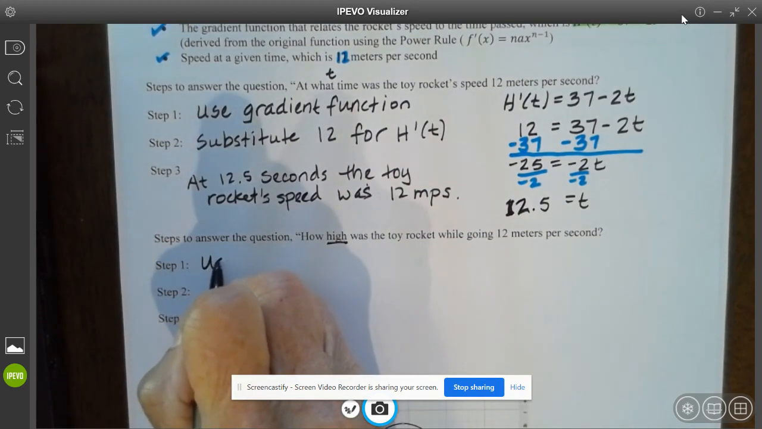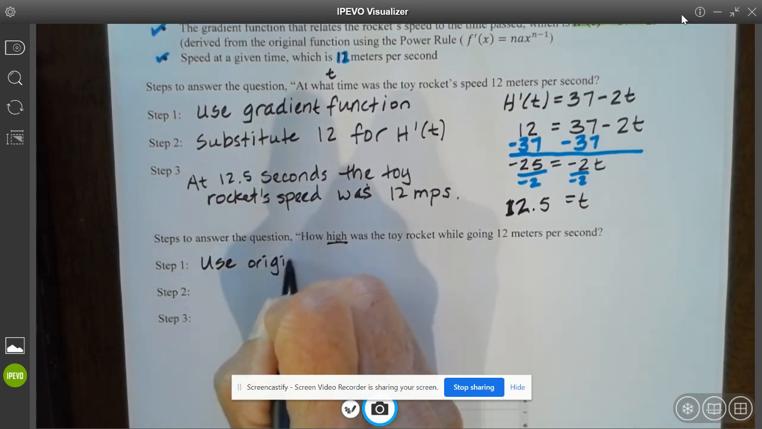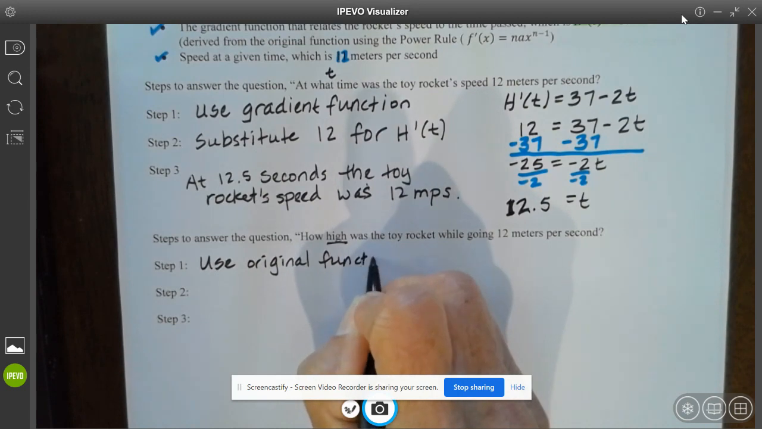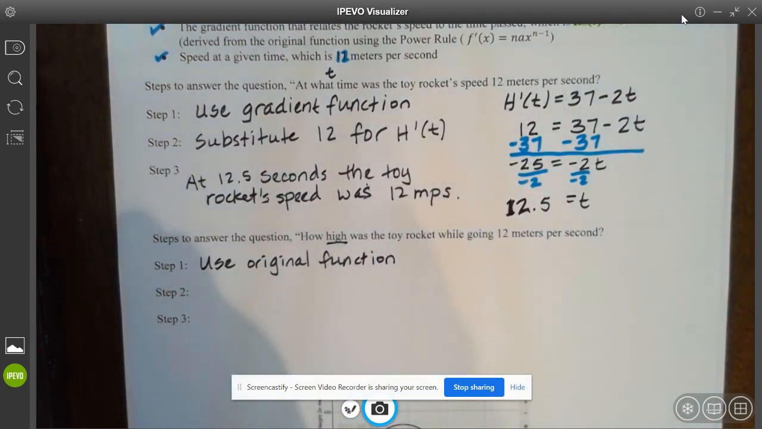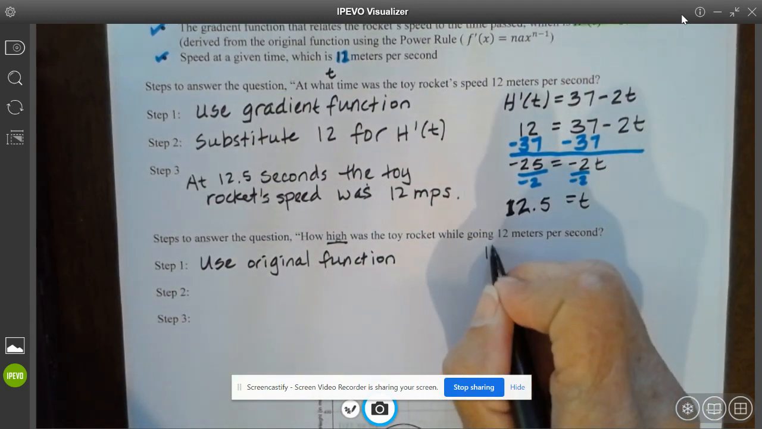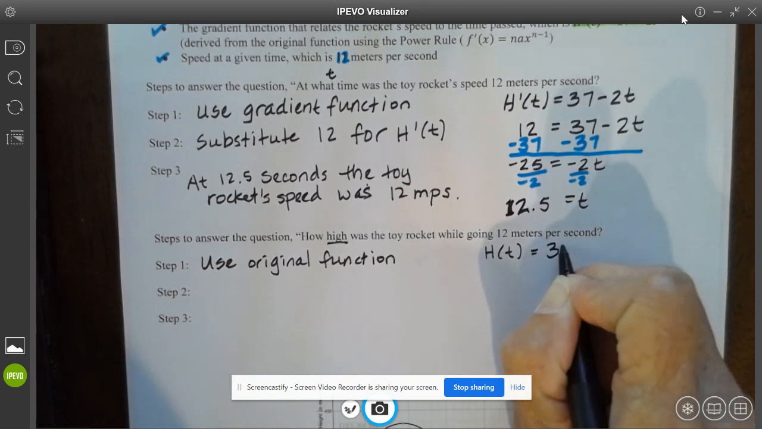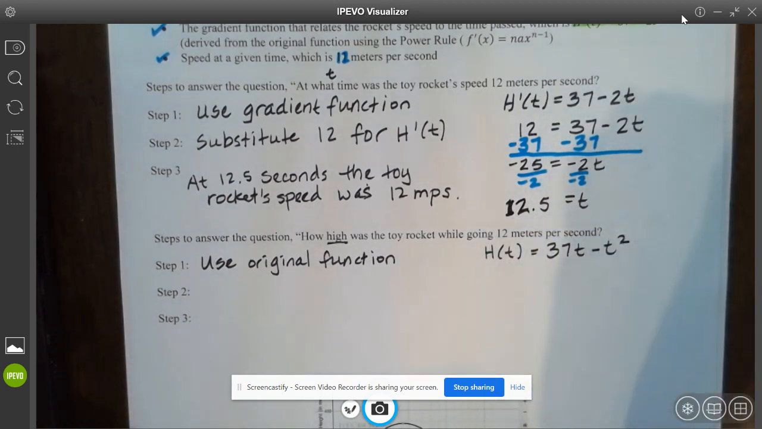You would use the original function because the original function relates the rocket's height to the time. So the original function is h of t is equal to 37t minus t squared.